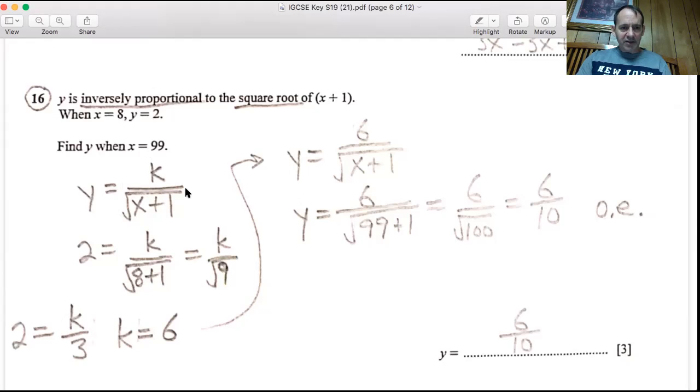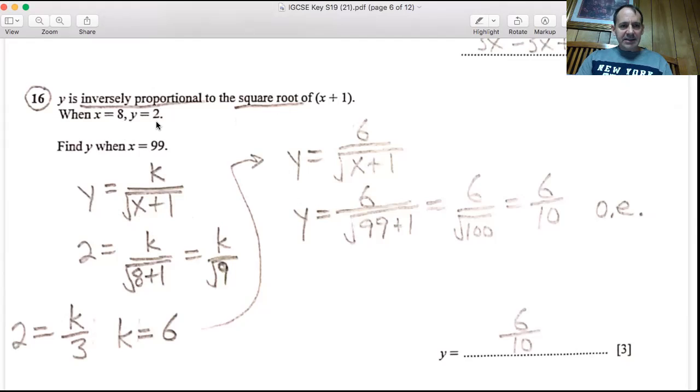Inversely means divide. Pay close attention to the wording here. It's square root, not the square. Square is exponent, square root is the radical. So the square root of x plus 1. A lot of students don't read that carefully and they get mixed up between square and square root. So that is the square root of x plus 1. So here is our pattern that we're looking at.